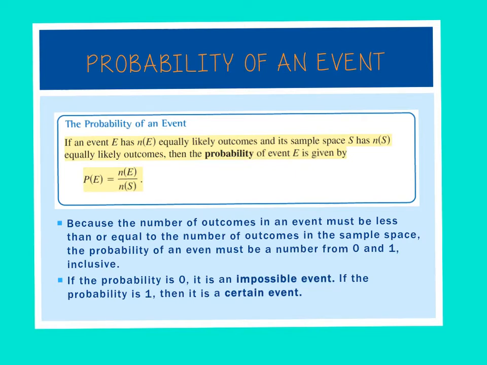Okay? If I ask you if you're going to flip a coin, what's the probability you're going to get a heads or a tails, your answer is 100%, right? Because you're going to get a heads or a tails. Does that make sense?